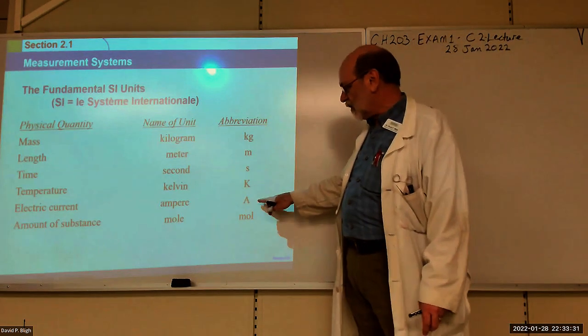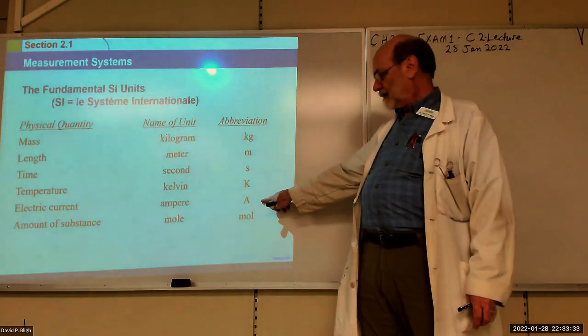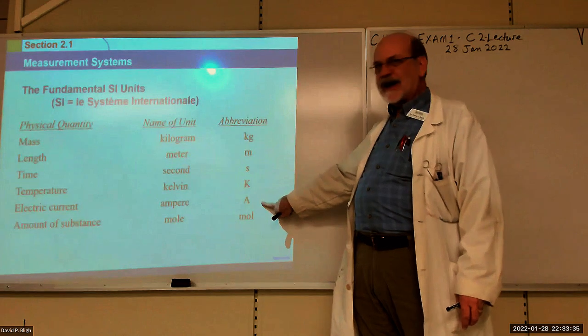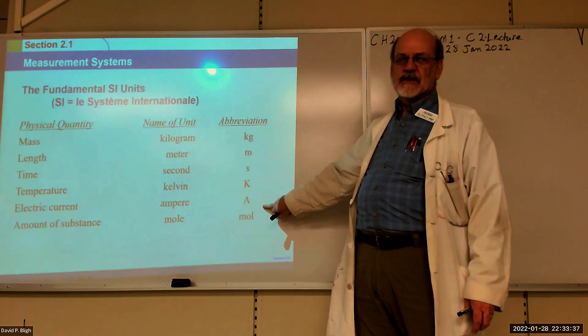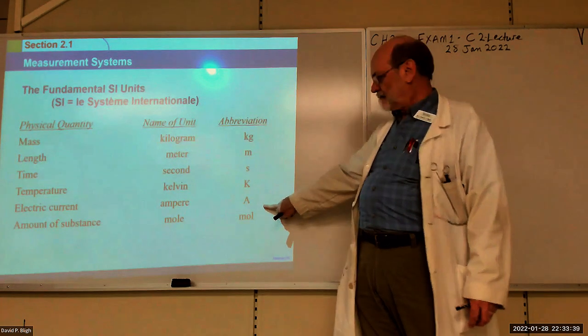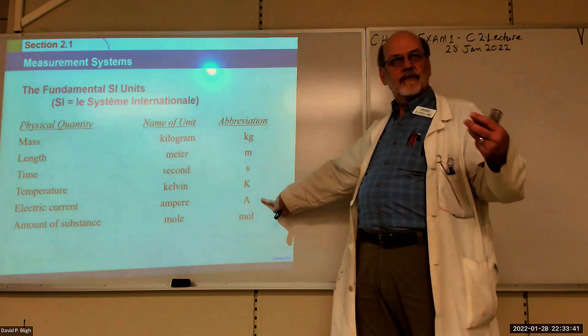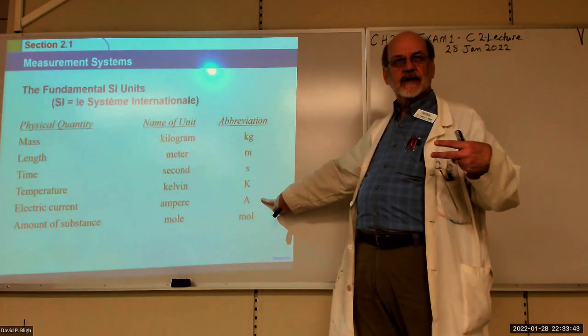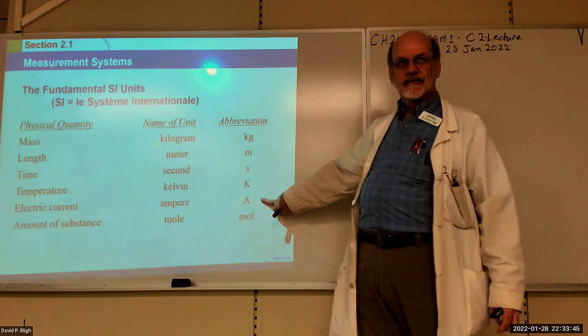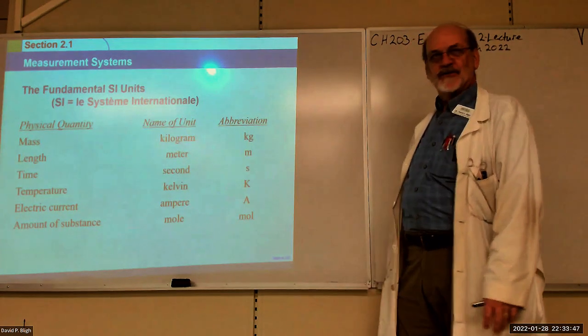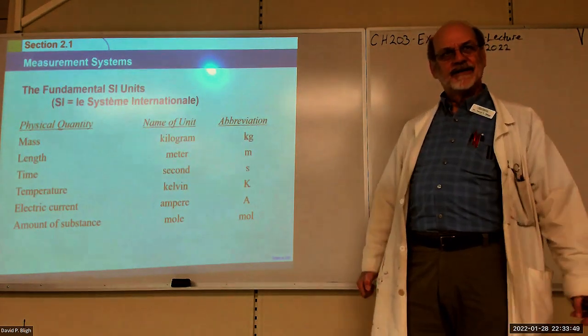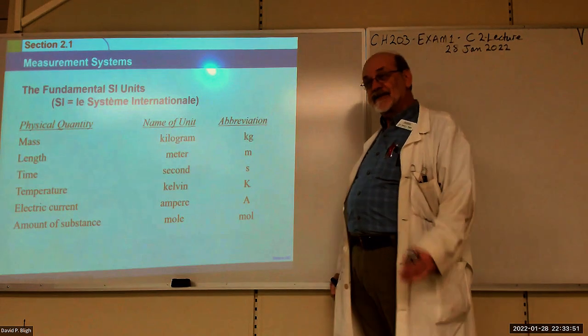Okay, electric current is the ampere. We're not going to use this in this class, I don't think at all. The ampere is 1 coulomb per second passing a given point. That's current. So you probably ask yourself, what's a coulomb? Well, it has its definition too.